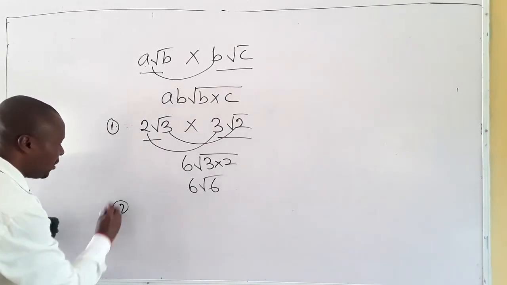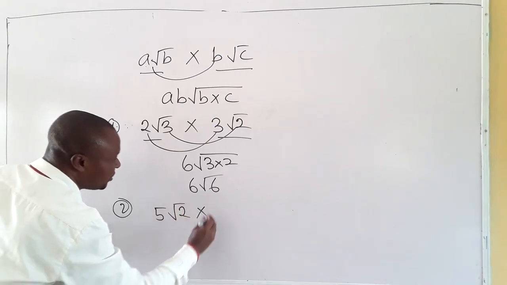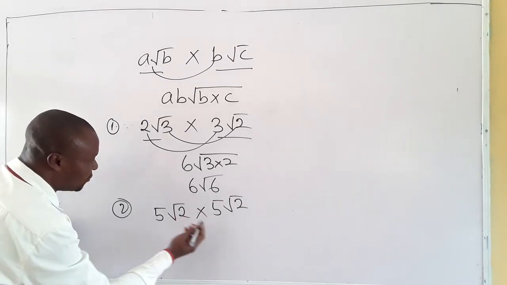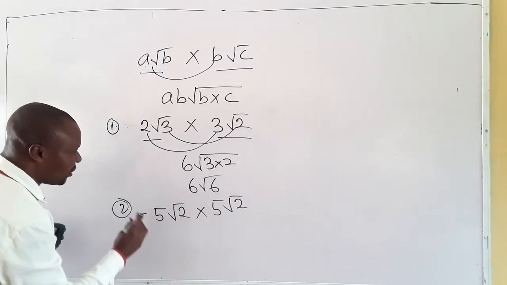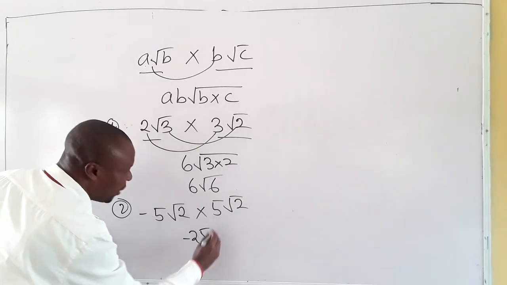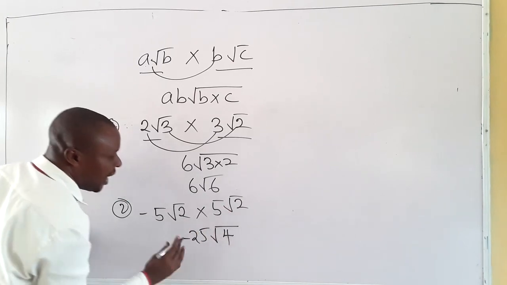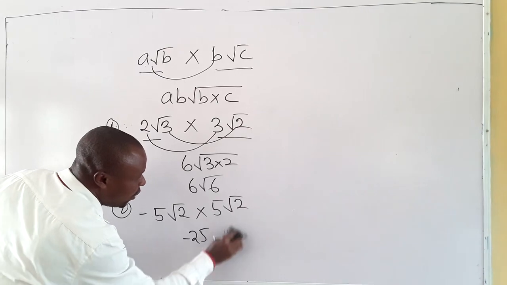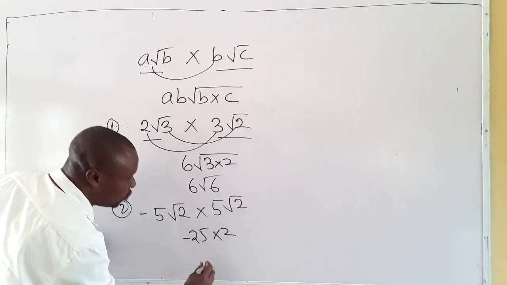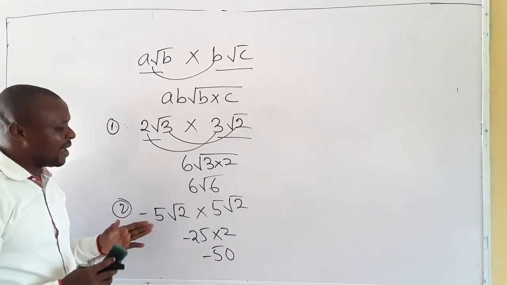Another example can be if you have, say, 5 root 2 times 5 root 2. Now we multiply the numbers in front of them. For example, this is minus 5 times 5 will give us minus 25. Now we open up the root sign. 2 times 2 will give us 4, and obviously the square root of 4 will give us 2. So now minus 25 times 2 is minus 50. This is how we multiply surds.